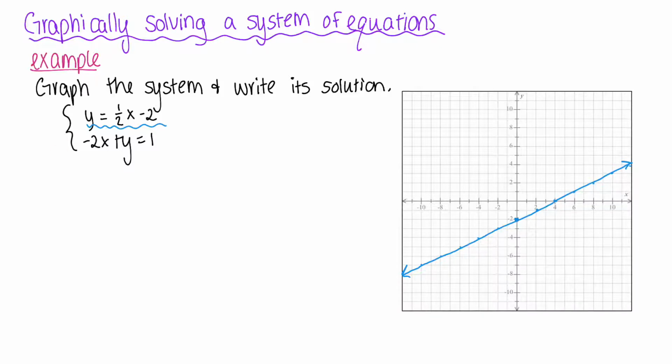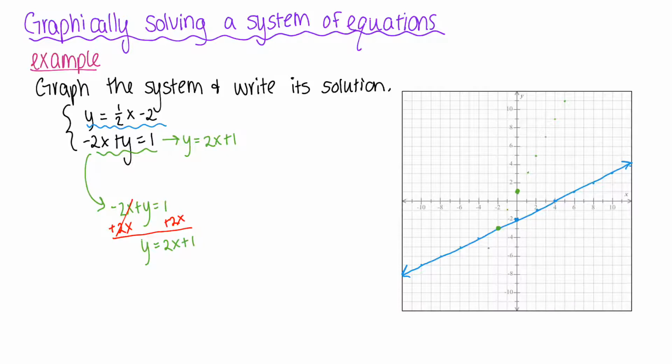Let's get the second line into the form that it needs to be in. So we want it to be y equals mx plus b, which means I need to add this 2x to both sides. And I get y equals 2x plus 1. So that y-intercept is going to be 1. And then it's up 2 over 1. Up 2 over 1, up 2 over 1, 2 over 1, and then I'm going to extend it backwards, and this is where it hits.